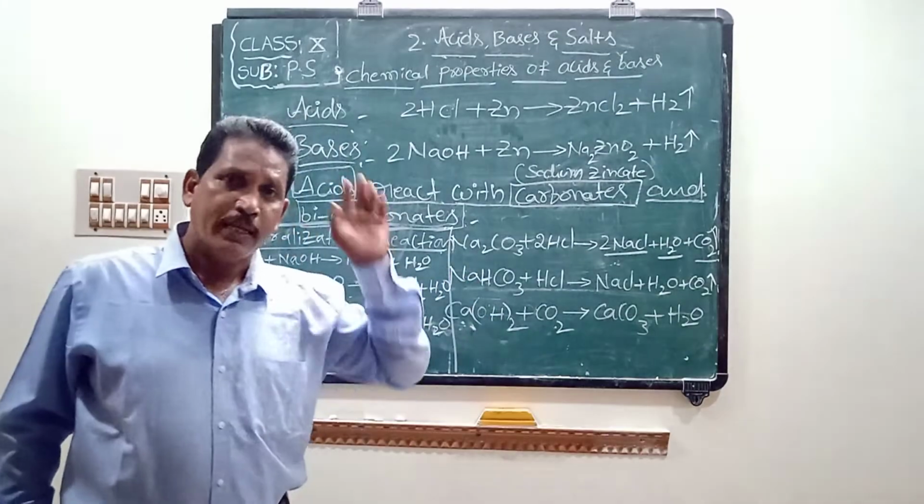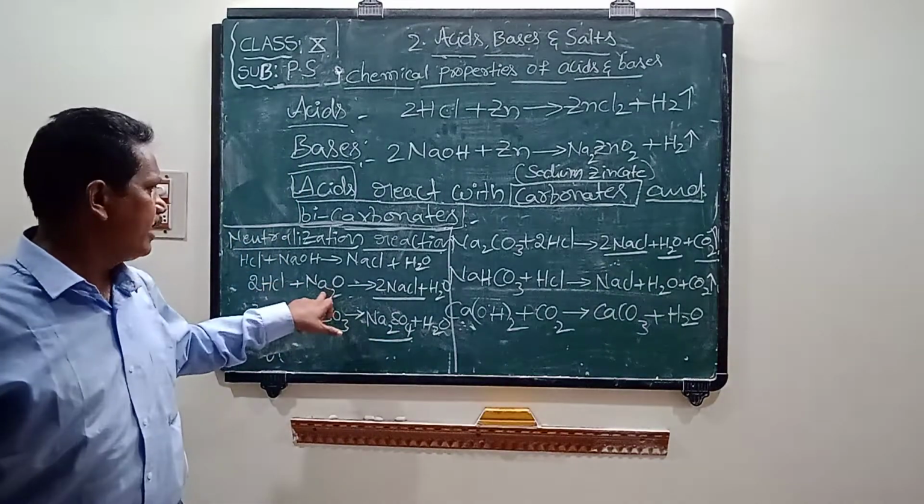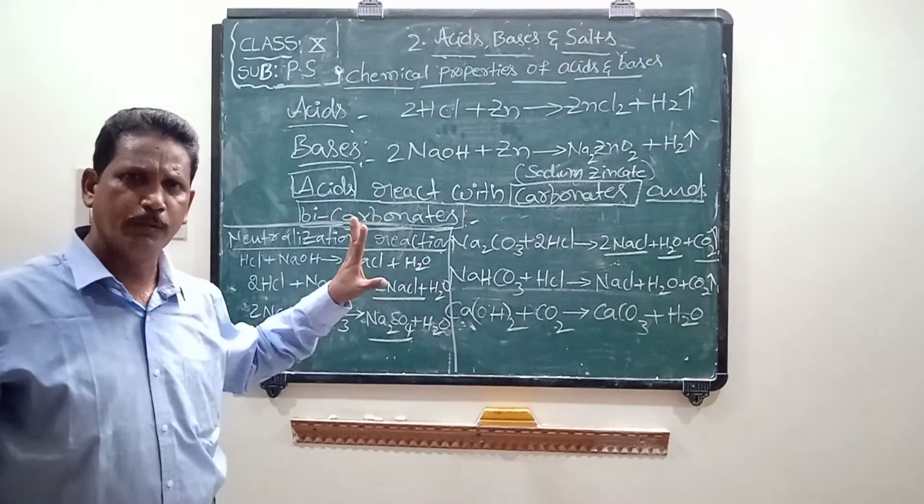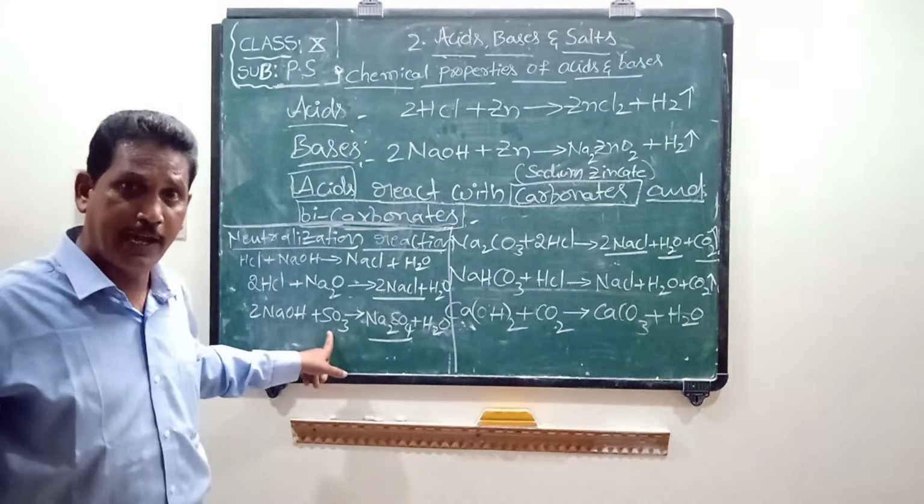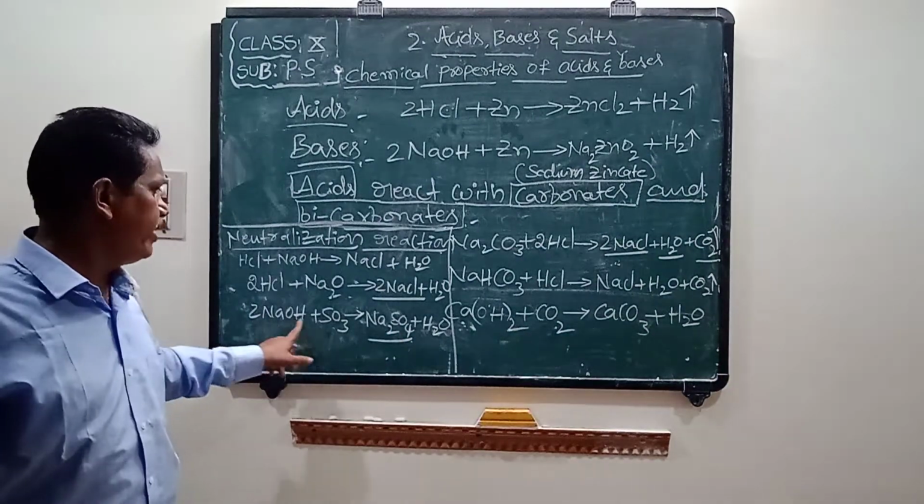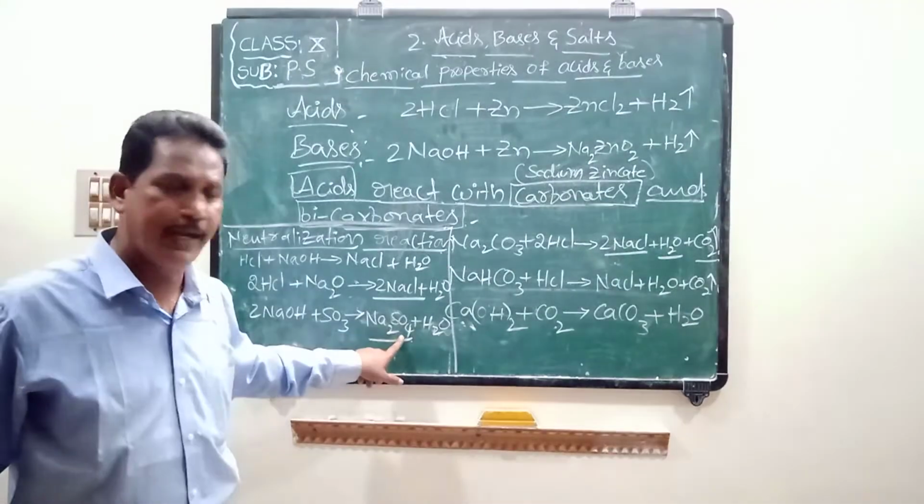Again, acid reacts with metallic oxide to form salt and water, 2NaCl plus H2O. Again, base reacts with non-metallic oxide to form salt and water. Here 2NaOH plus SO3 gives Na2SO4, sodium sulfate, plus H2O, water.